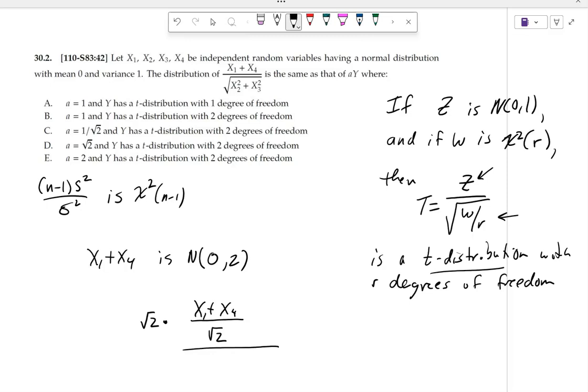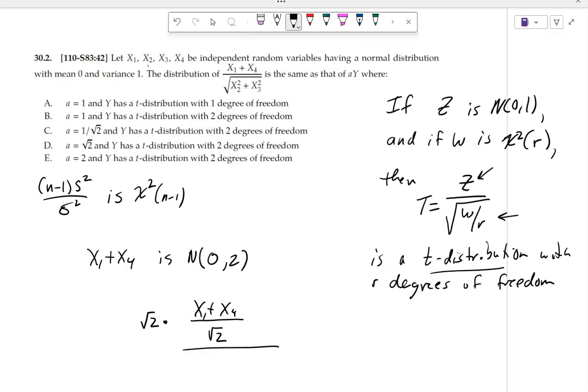All right, so all I did here was just convert my top to a standard normal. I know it already is normal because the sum of normals is normal, right? I divided by the standard deviation to make it standard normal, but of course I'm trying to keep everything equal, so I need to make sure I do root 2 over root 2 there. Okay. All right, let's look at the denominator now.